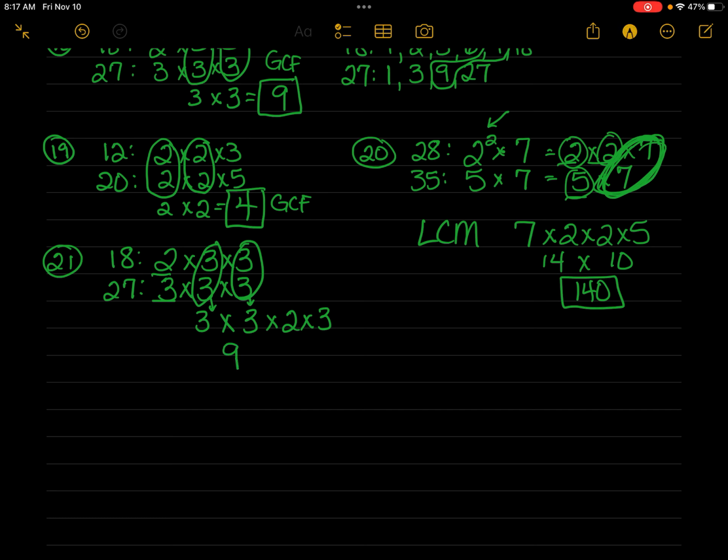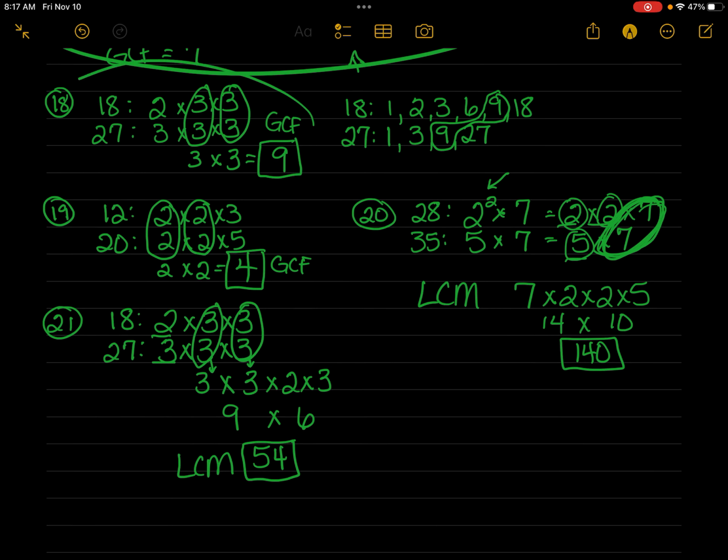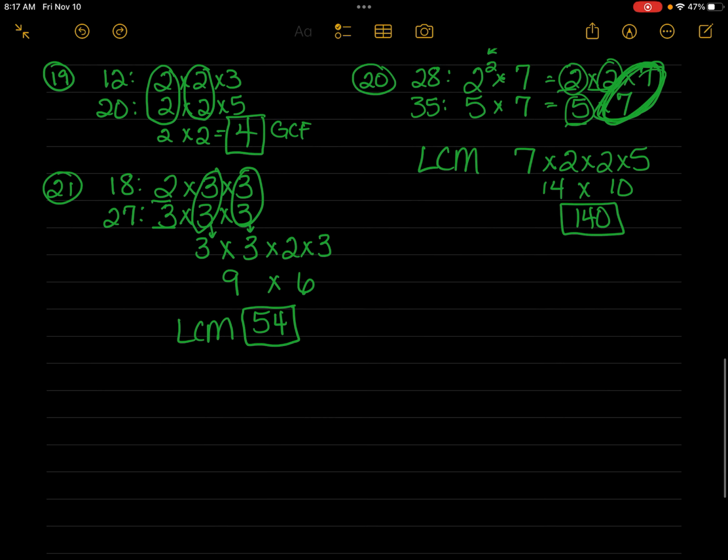So 3 times 3 is 9. 2 times 3 is 6, so 9 times 6 is 54. So the LCM of 18 and 27 is 54. Up here, we did the GCF of 18 and 27, which was 9. So that's a lot smaller. GCF is smaller, LCM is bigger. Okay, because LCM is about the multiples, and multiples means bigger, like you're multiplying.